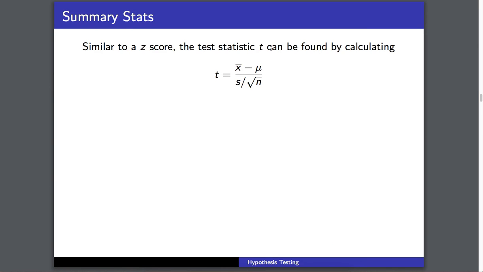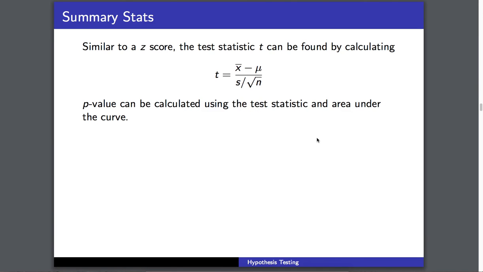Similar to a z-score, the t-test statistic can be found by calculating the difference between our sample mean and our claimed population mean, divided by the standard error, which is the sample standard deviation divided by the square root of the sample size. Our p-value is still the area to the left of this t-statistic if it's a left-tailed test, to the right of this t-statistic if it's a right-tailed test, and outside of the positive and negative values of this t-statistic if it's a two-tailed test. Just like we talked about with the hypothesis testing for the z-test.